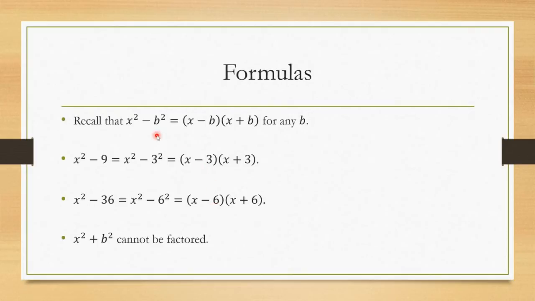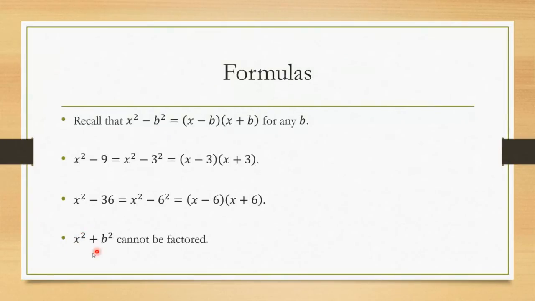So let me say it again. If we have a polynomial that fits this description, it's x squared minus a perfect square, so x squared minus b squared for some b, then we can factor it using the formula. And that's what these are showing you. For the first one, b is 3, so we have x squared minus 9. And for the second one, we have x squared minus 6 squared. So it's just another way to factor. It's what they call a difference of perfect squares.